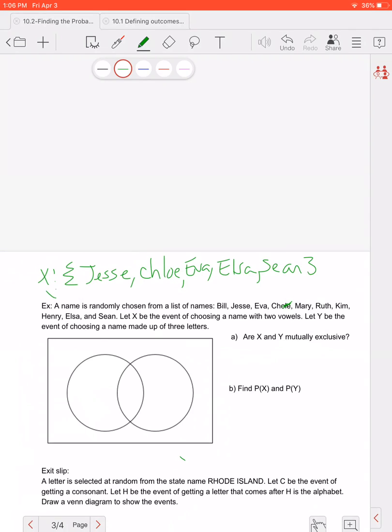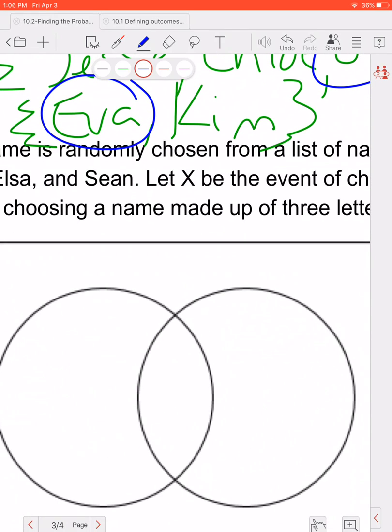Okay, and Y is 3 letters, I believe, right? Which Bill, Jesse, Eva includes in there. Okay, Ruth, Kim, and I believe that's it. So what I'm going to do is ask, what's the same between the two? Well, the only name in common with these is Eva. So Eva gets to go right down the middle here.